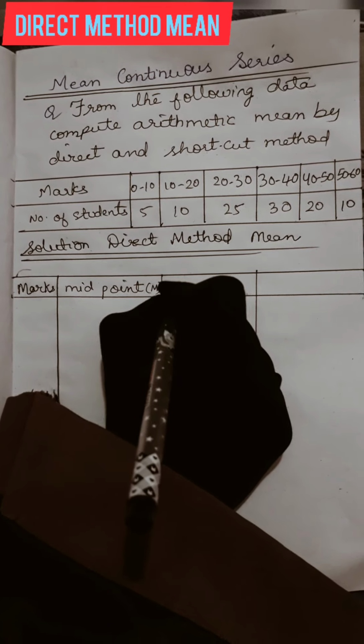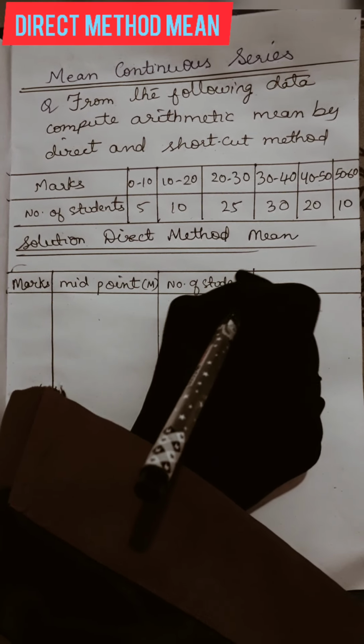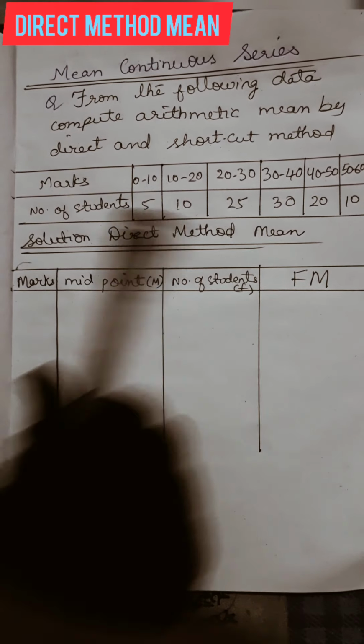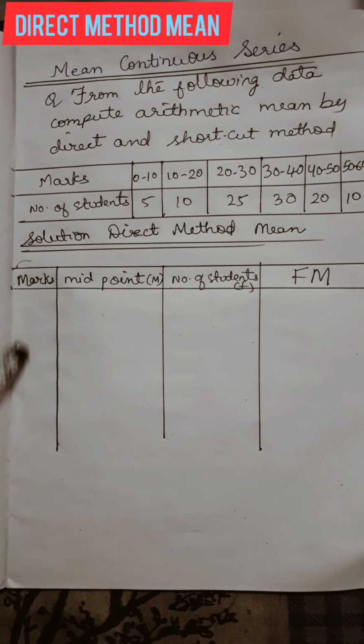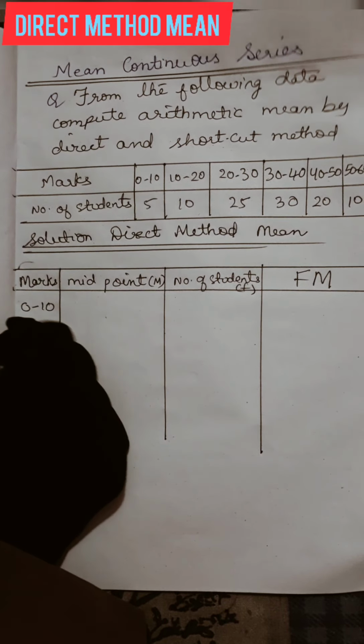In marks, class intervals will be written. In midpoint, mid values will be taken out. Number of students, frequency will be written, and in FM, frequency will be multiplied with mid values.